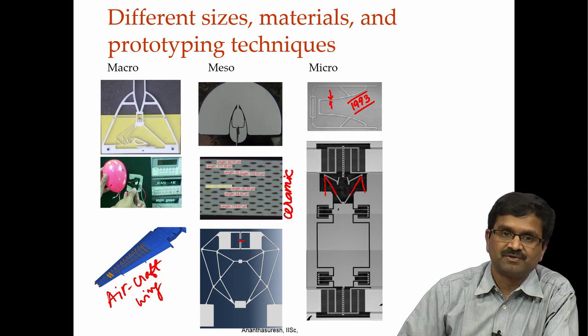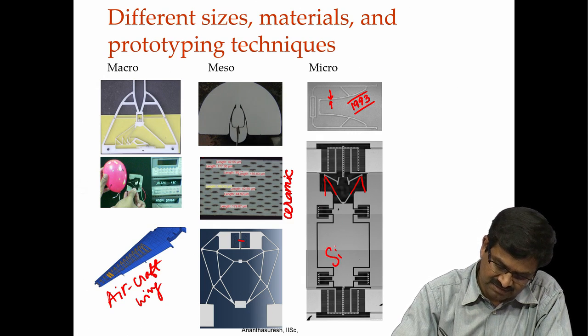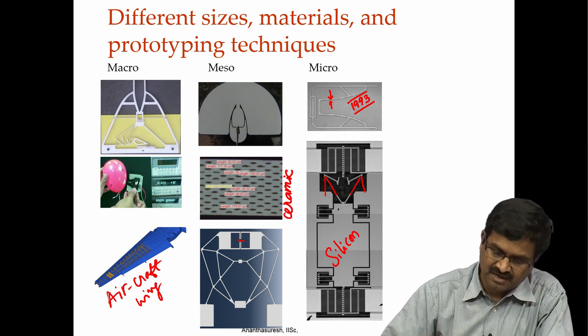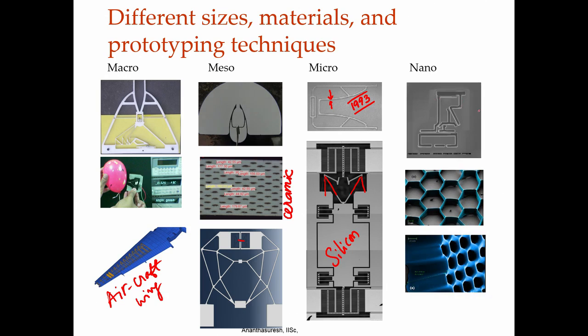At the micro level, lots of things can be made out of silicon. So, this is silicon. Here is one that is actually nano. This was done using focused ion beam milling. It is like milling, but you do it with ions, and this was more like 2 microns. So, you can imagine the other features.